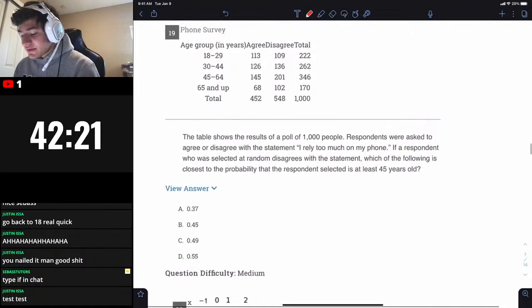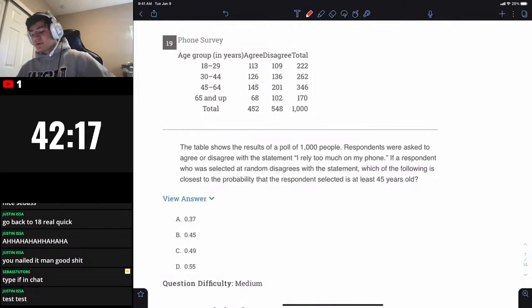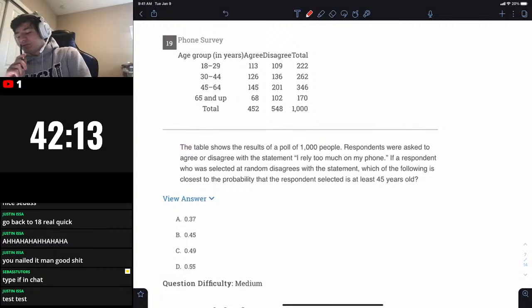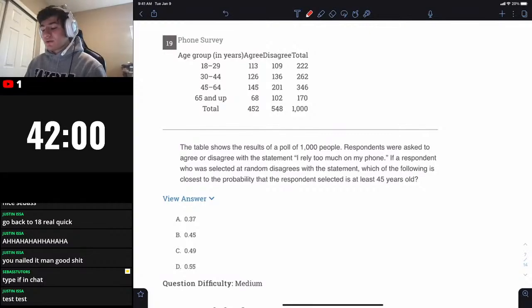Age group in years. The table shows the results of a poll of 1,000 people. Respondents were asked to agree or disagree with the statement, I rely too much on my phone. If a respondent who is selected at random disagrees with the statement, which of the following is closest to the probability that the respondent is at least 45 years old? Wow, this is interesting.